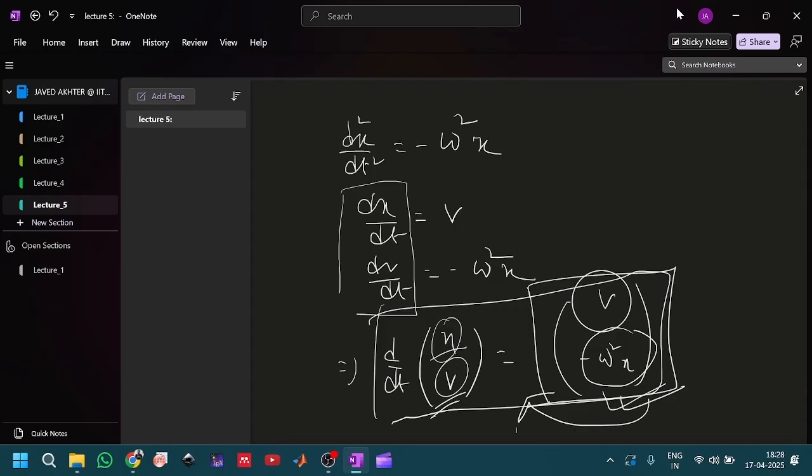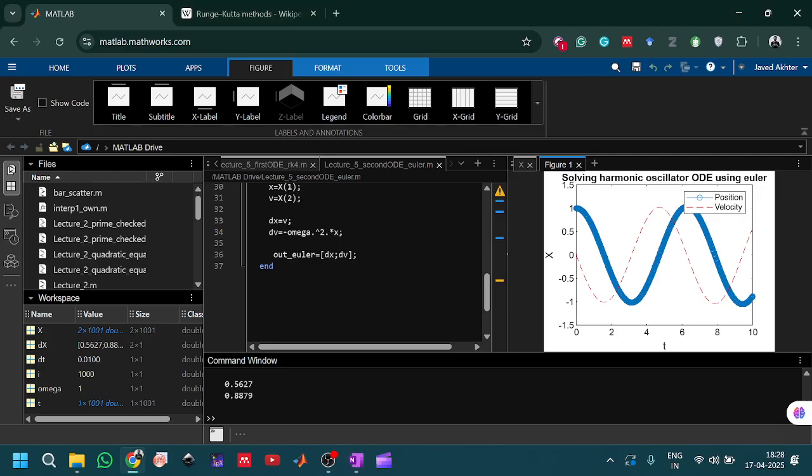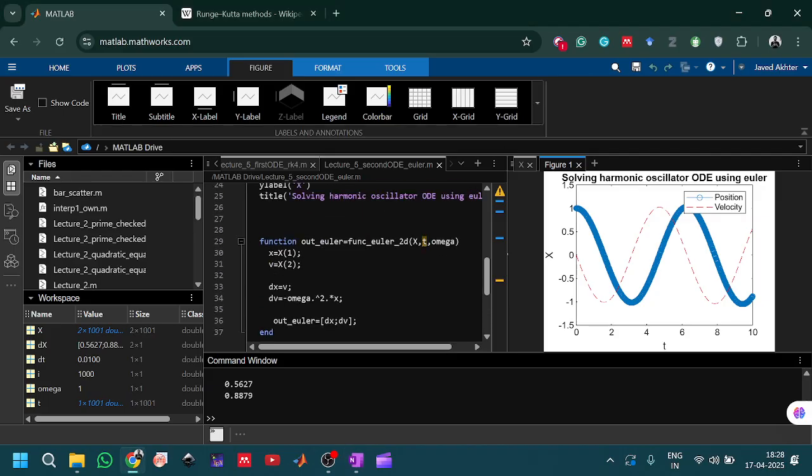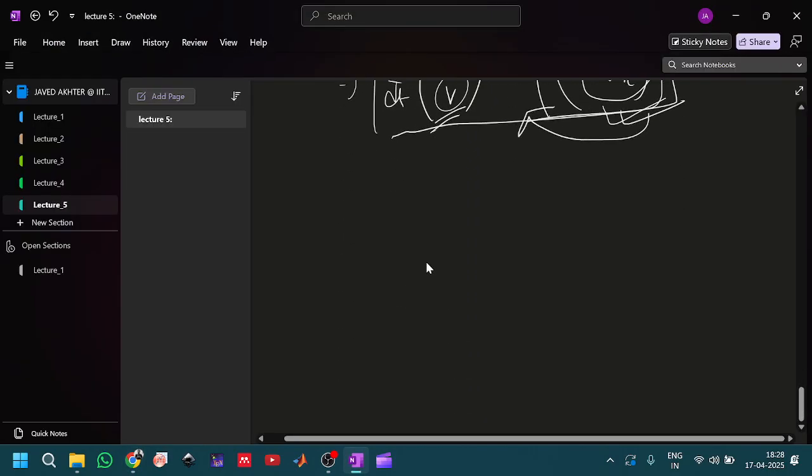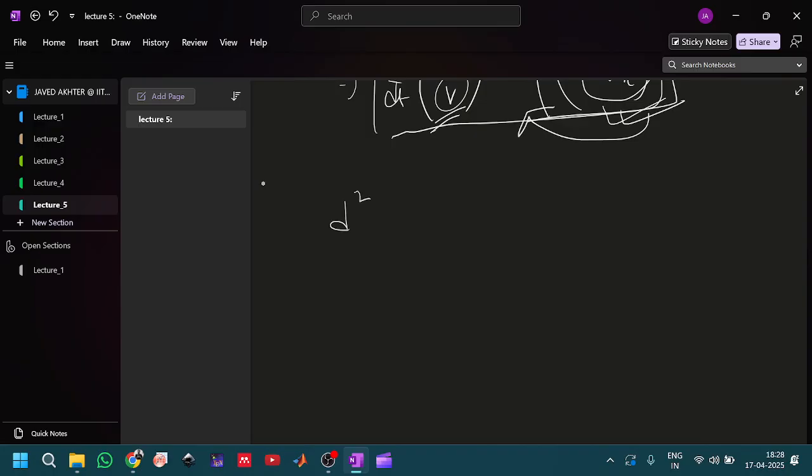In this way you can write the differential equation for first order or second order ODE. You can change the function if you want. This is a simple function, but you can have a complicated function also. Consider the case of a damped harmonic oscillator.